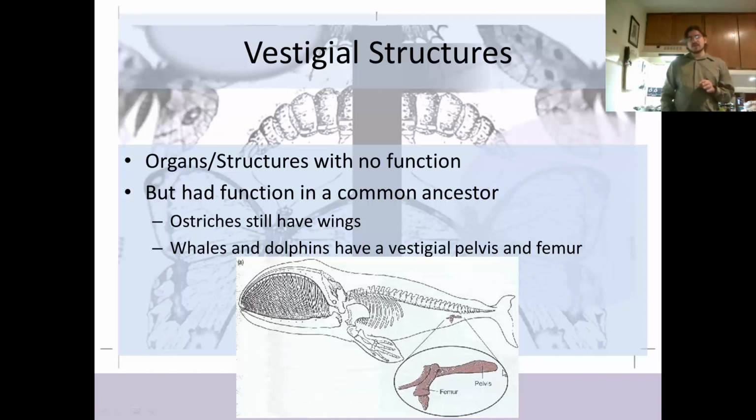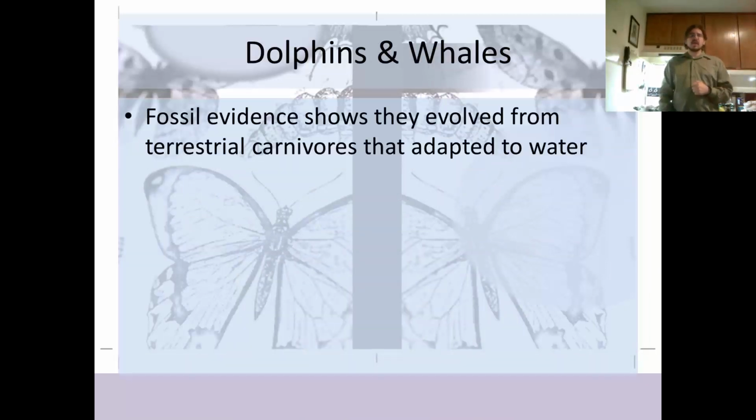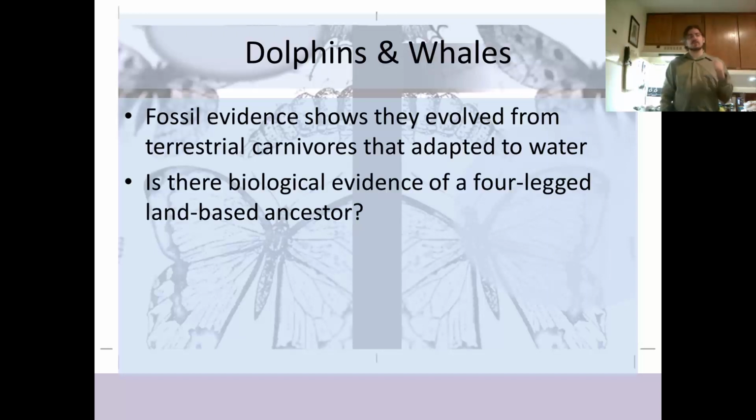And if you look at them up close, you can see that they're what remains of a pelvis and a femur. So just to blow your mind, if you didn't know this already, whales and dolphins evolved from a land-dwelling ancestor. They evolved from terrestrial carnivores that adapted to water.